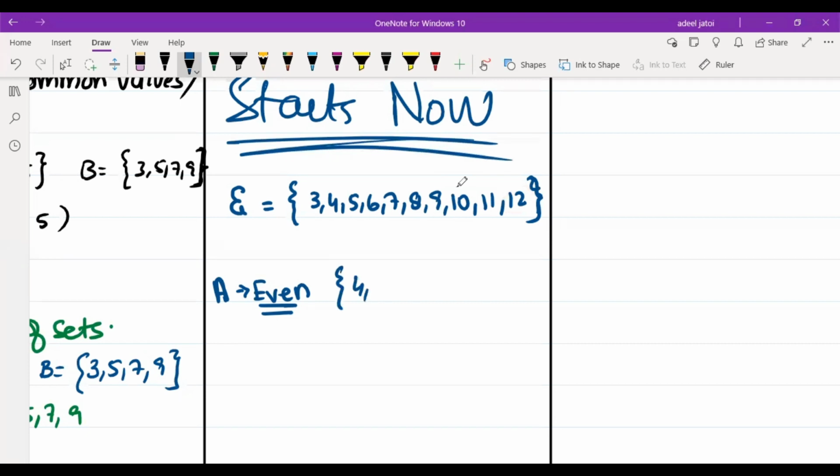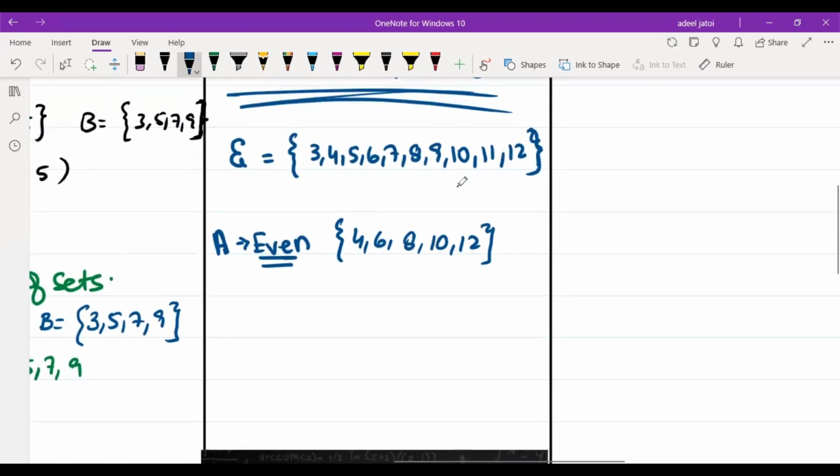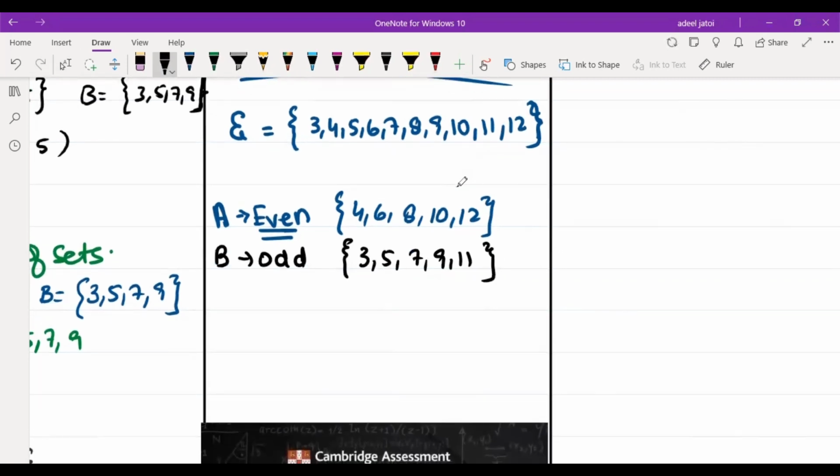This will be 4, 6, 8, 10, and 12. So this will become your what? Your even set. Now, in this particular concept, let's say you will be asked your odd set. Now, what will be your odd set? 3, 5, 7, 9, 11. So this will become your odd set.